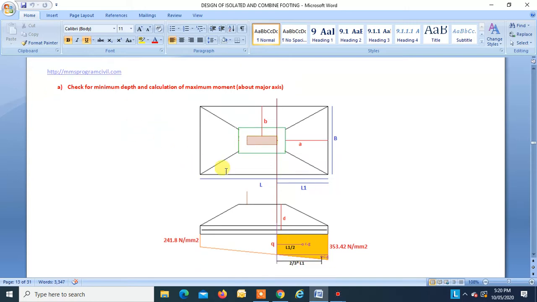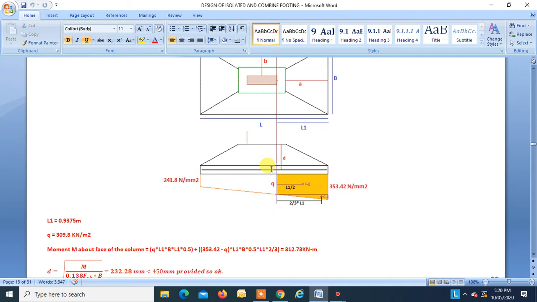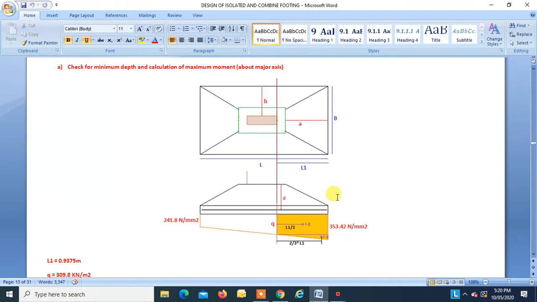For finding the moment, we have to take our section at the face of the column. So this is the section at the face of the column. This is our D, that is 450 mm. This is L1, which we know, that is 0.9375 meters. This is B, which we know, that is 2.1 meters. So we can find this Q easily. The upward soil pressure over here is 353.42, and the soil upward pressure over here is 241.8.